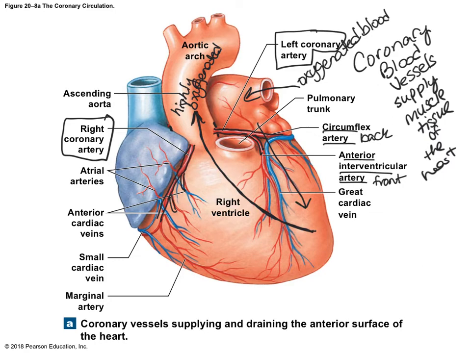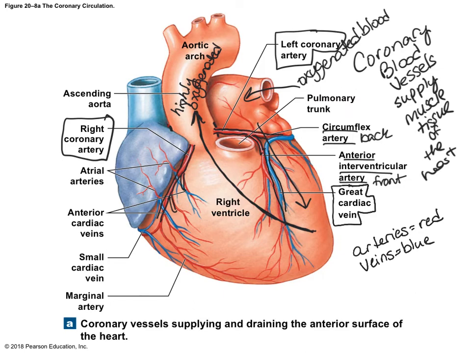After those arteries have dropped off oxygenated blood, they're going to bring the deoxygenated blood back to the right atrium. They're going to do that through a couple of veins. The first vein you need to know is called the great cardiac vein. This is the vein that's found in the anterior interventricular sulcus. And if you'll note here, the arteries are red and the veins are blue.